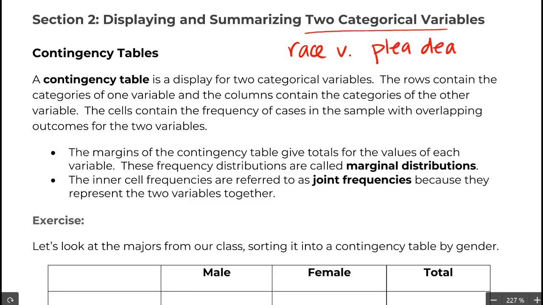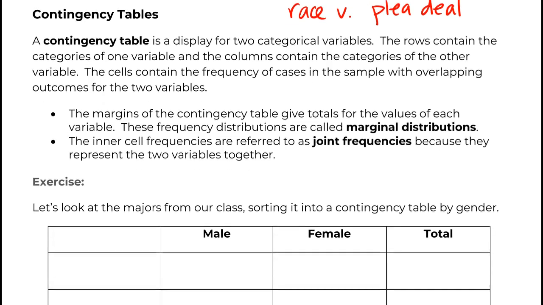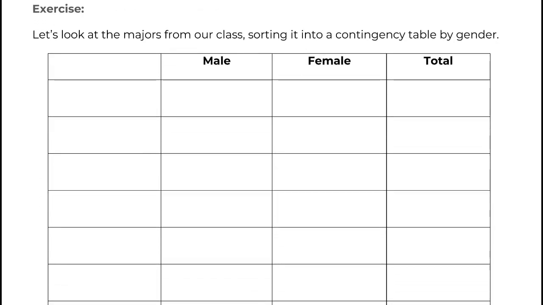But this example we saw already with the race versus plea deal graph, right? We saw a little split bar chart comparing those two races and the plea deals they were offered. So one way to summarize these is to make a contingency table. A contingency table puts one variable along the rows and the other variable along the columns.